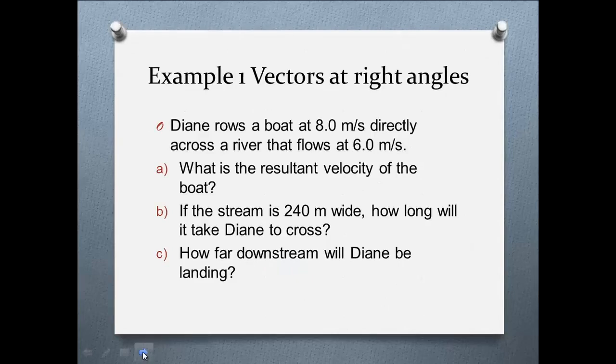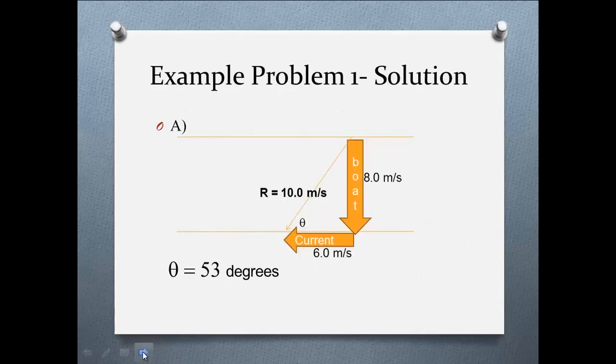Here's an example of vectors at right angles. This boat across a river is a very common vector analysis. So let's take a look. Diane rows a boat at 8 meters per second directly across a river that flows at 6 meters per second. What is the resultant velocity of the boat? So let's take a moment and solve this one.